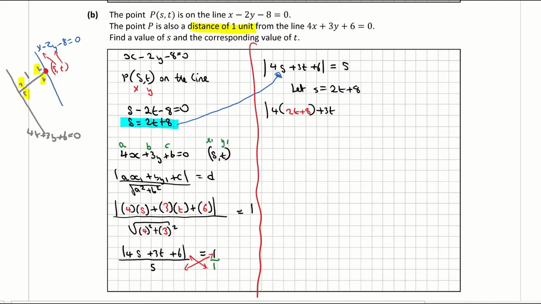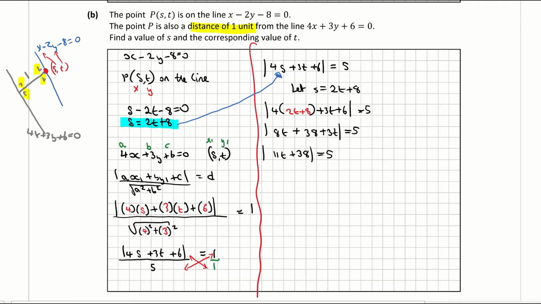plus 3t. And now I basically have it in terms of one variable, which makes it a lot easier to solve. So what does that solve out as? 8t, 4 8s are 32, add that 6 gives me 38, plus the 3t equals 5, which is giving me 11t plus 38 is equal to 5.